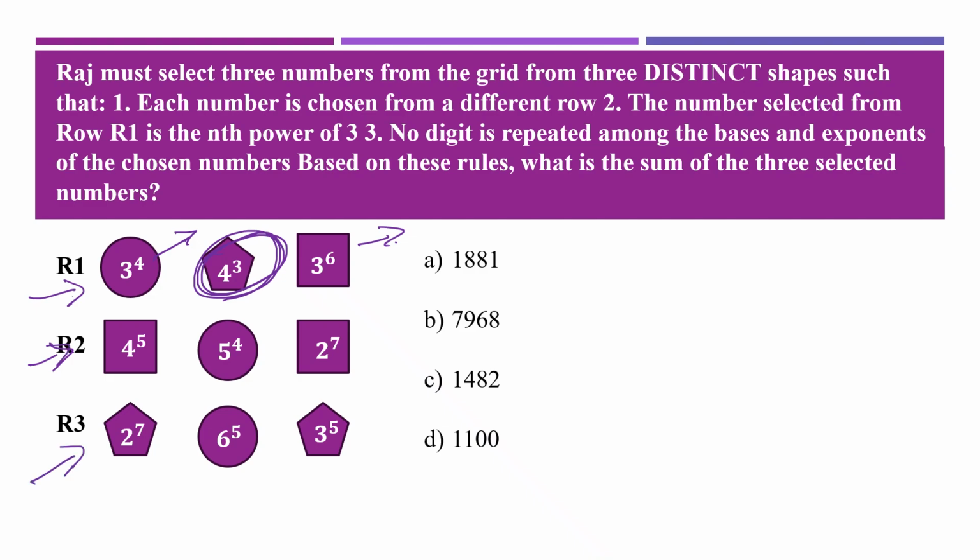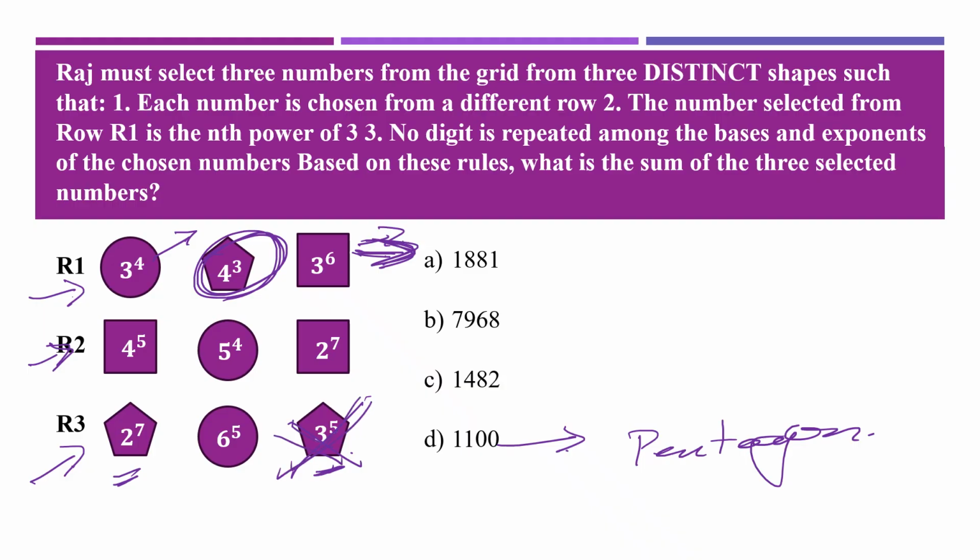So pentagon cannot be selected in the first row, and there is no pentagon in the second row. So in the third row, it's pentagon. Okay, third row is for pentagon. Again, I have two numbers, 2 to the power 7 and 3 power 5. Wait a minute. It's clearly mentioned that the number selected from row 1 is the nth power of 3. So from the first row, I'm going to select 3 power n. So I won't be able to select 3 power 5 from the third row.